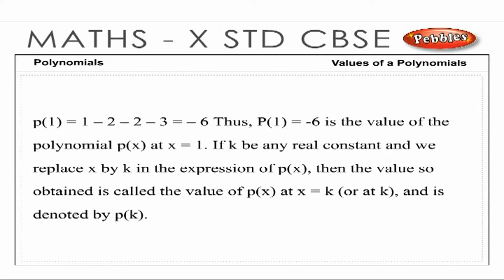If k be any real constant and we replace x by k in the expression of p of x, then the value so obtained is called the value of p of x at x is equal to k or at k, and is denoted by p of k.